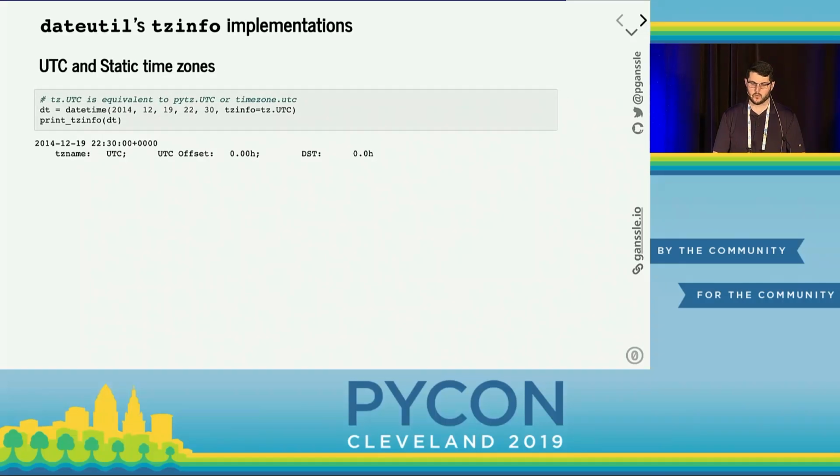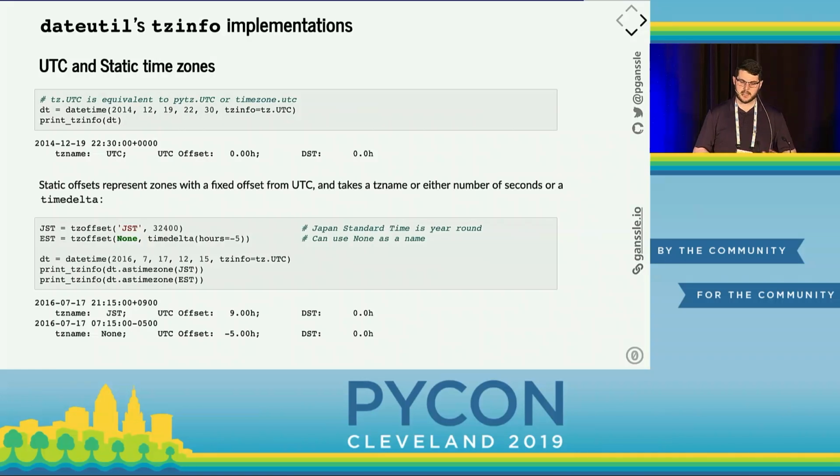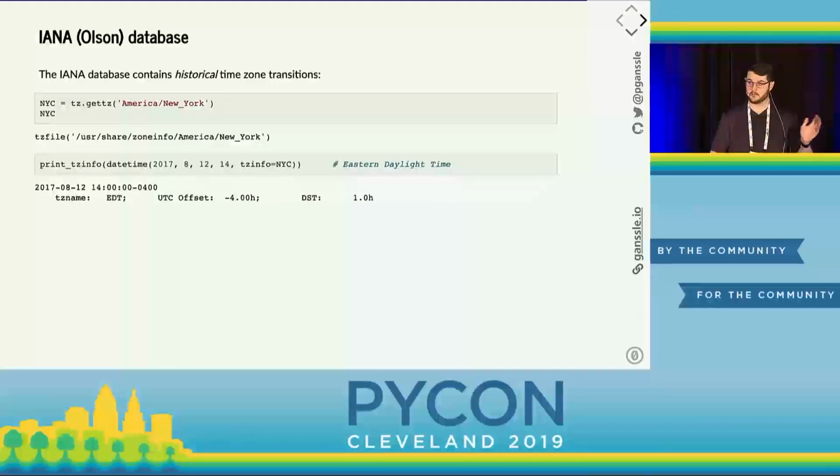Okay, so Dateutil has a couple of different implementations. It has UTC and static time zones. Both of these are actually in Python 3. So after Python 3.2, you really don't need Dateutil's tz.utc object or their tz offset. Those are just available in datetime.